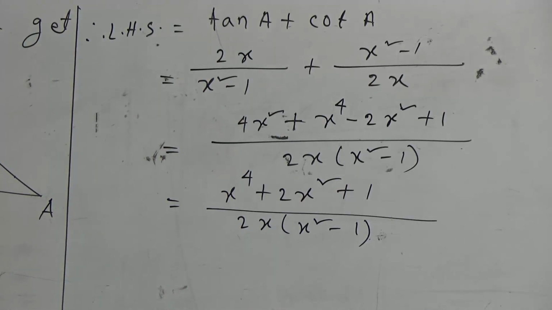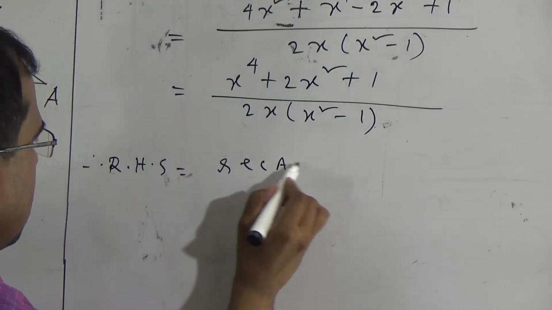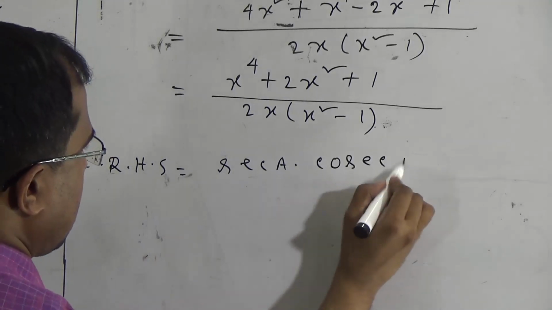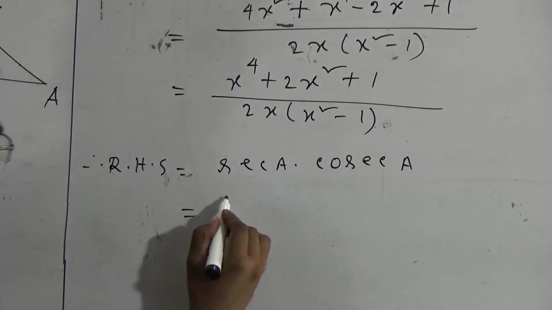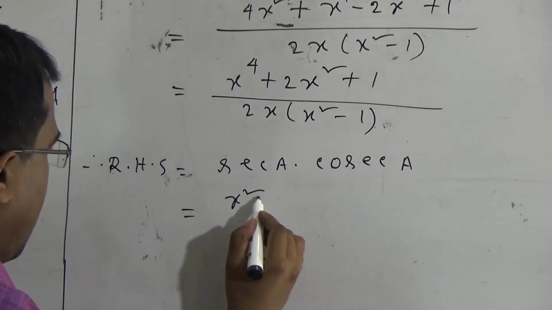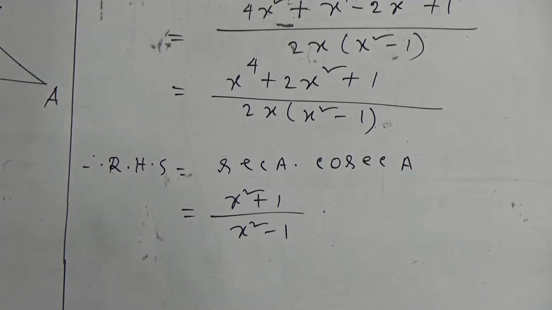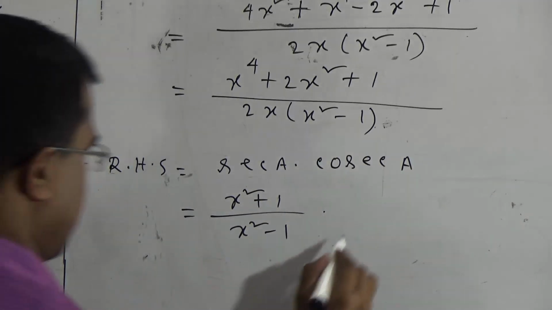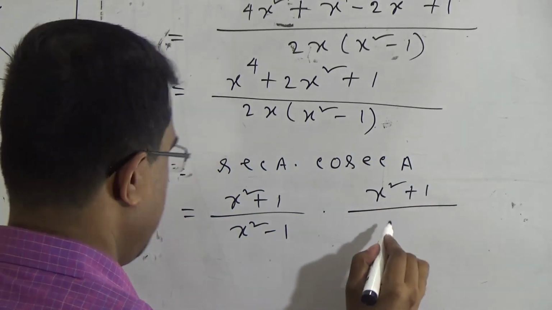Now we will find out the value of the right hand side. The right hand side is sec A into cosec A. Now the value of sec A. Here sec A is equal to x square plus 1 by x square minus 1, and the value of cosec A is x square plus 1 by 2x.